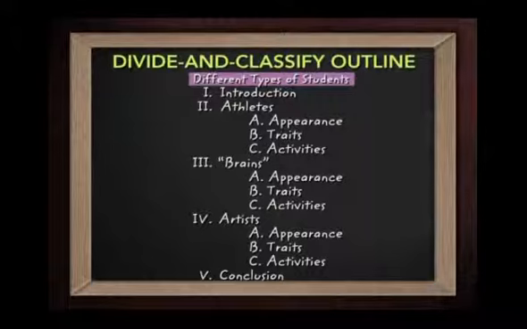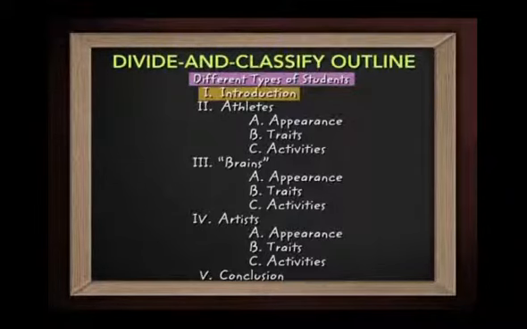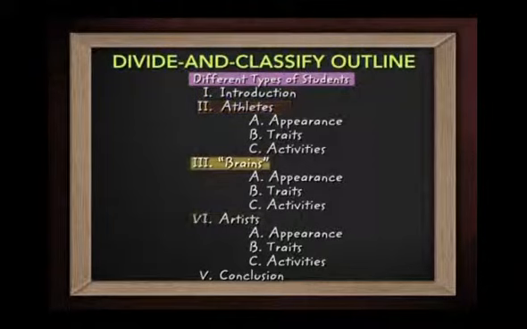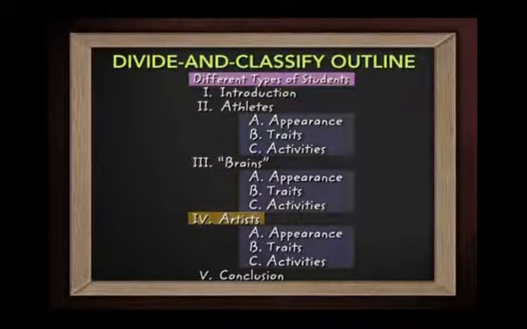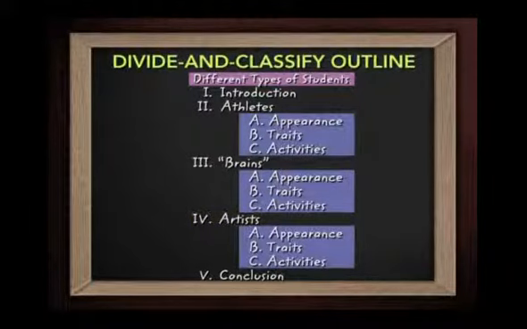Here is my sample divide and classify outline. I did a simple word outline here because this particular outline is for my use. I'm not turning it in for a paper, and I know what I want here, so I kept it simple. In my introduction, I would explain that what I did is I divided and classified the student body. I have athletes, brains, and artists. Notice my A's, B's, and C's are completely parallel. I used appearance, traits, and activities for each one.